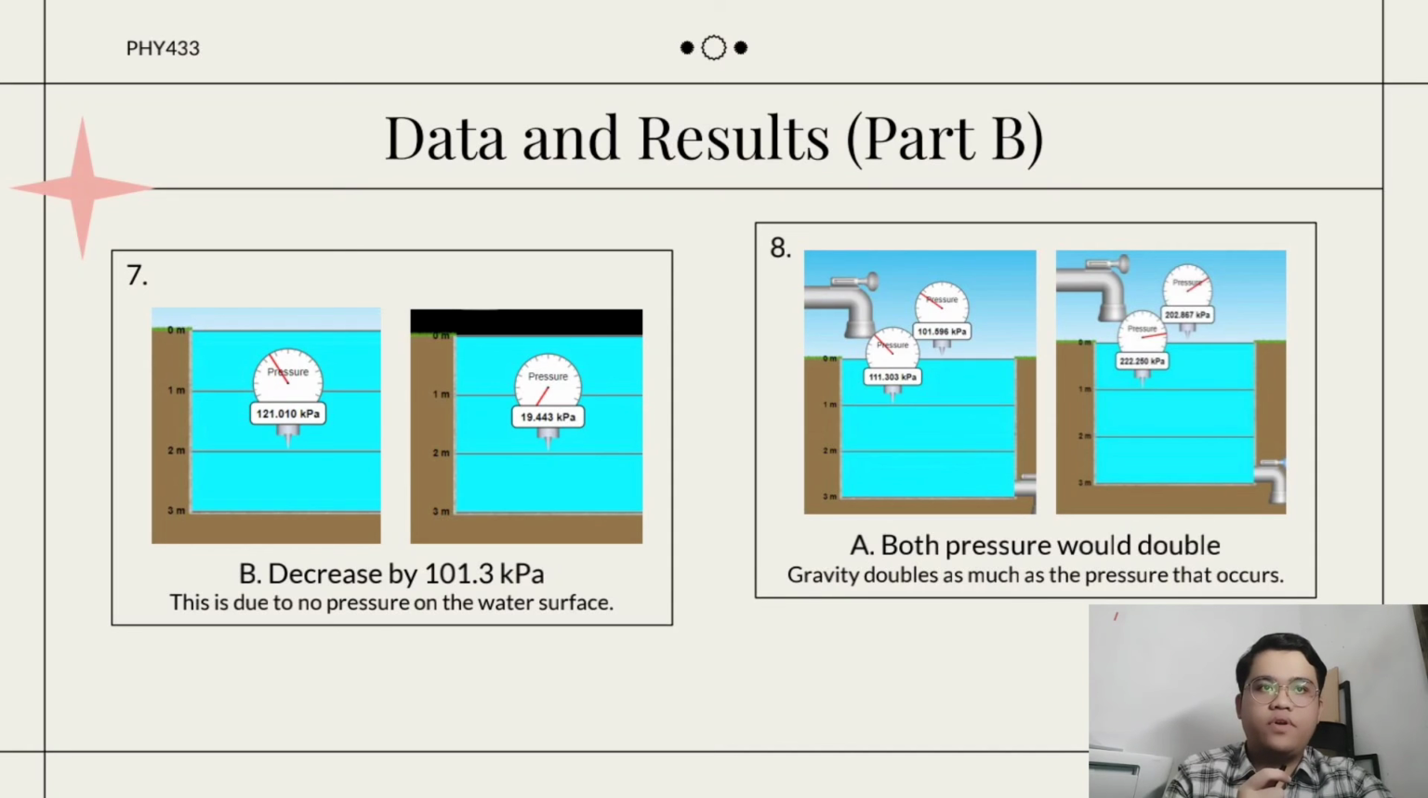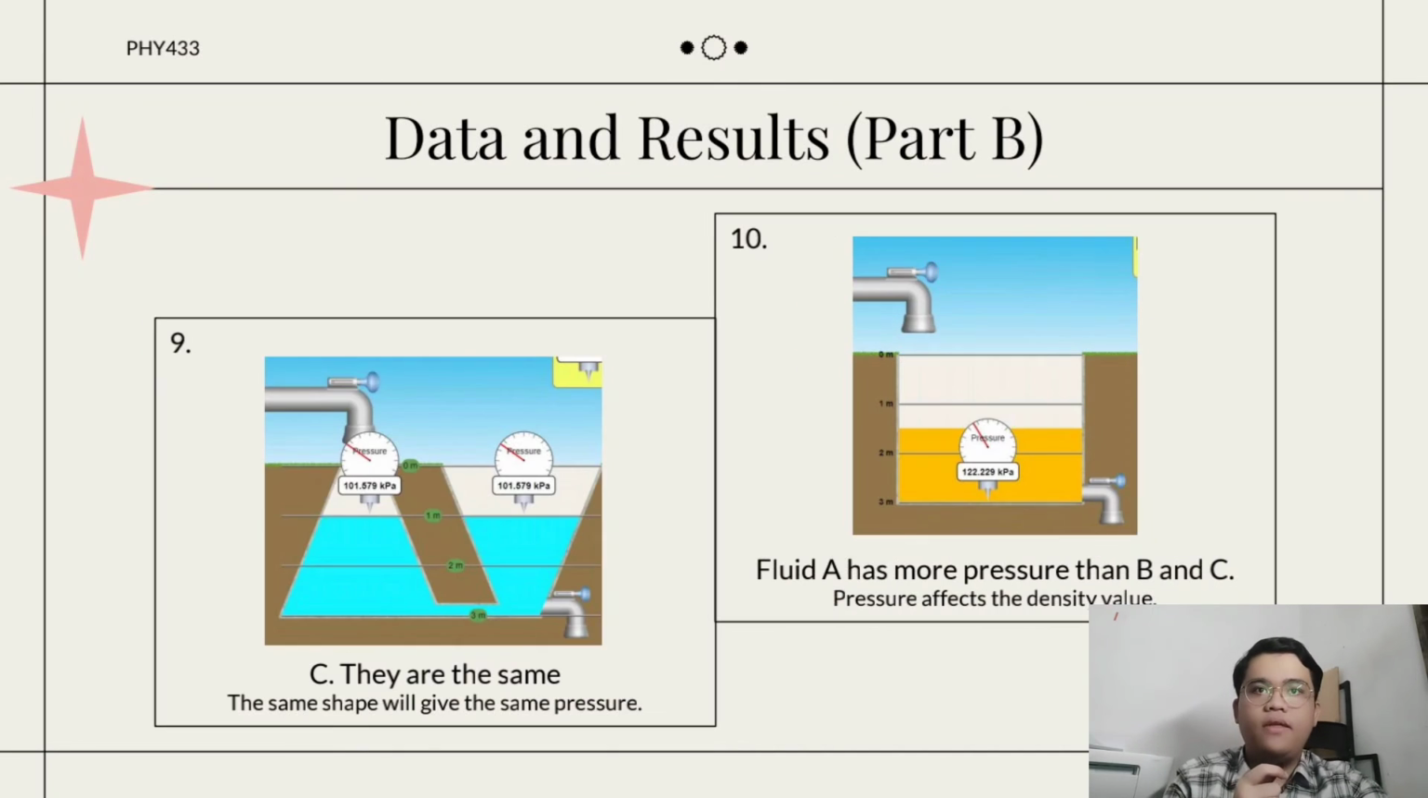And the answer for number 8 is A, both pressures will double, because gravity doubles, as much as the pressure that occurs. The answer for question number 9 is C, they are the same, because the same shape will give the same pressure. And the answer for number 10 is that fluid A has more pressure than B and C, because pressure is affected by the density value.